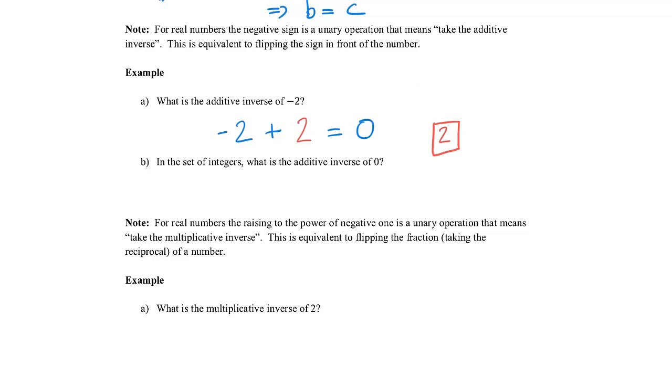In part B, we want to discuss the additive inverse of 0. 0 is the identity, so it always pairs with itself. The way to add something to 0 to get back to 0 is simply 0. So 0 is the additive inverse of 0.